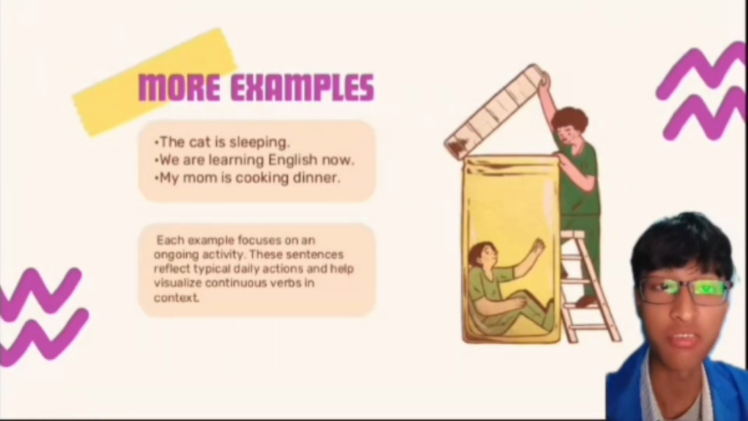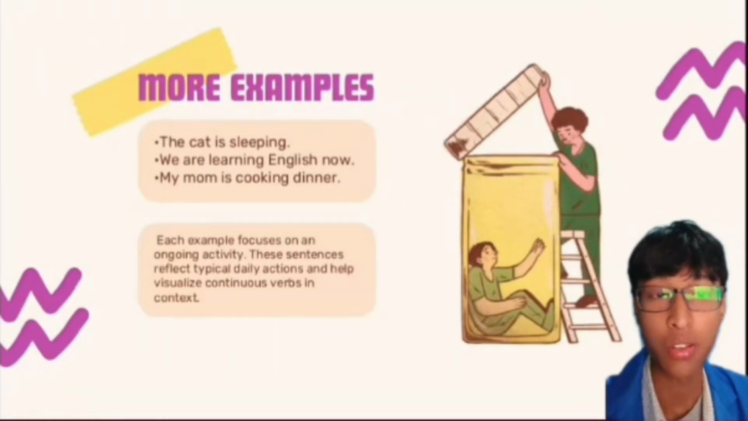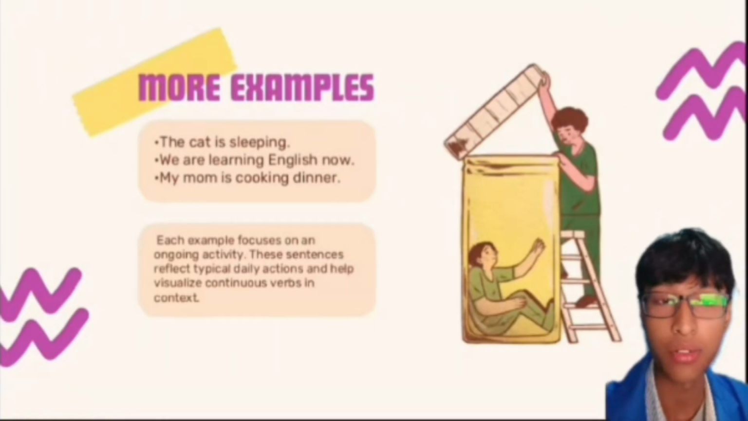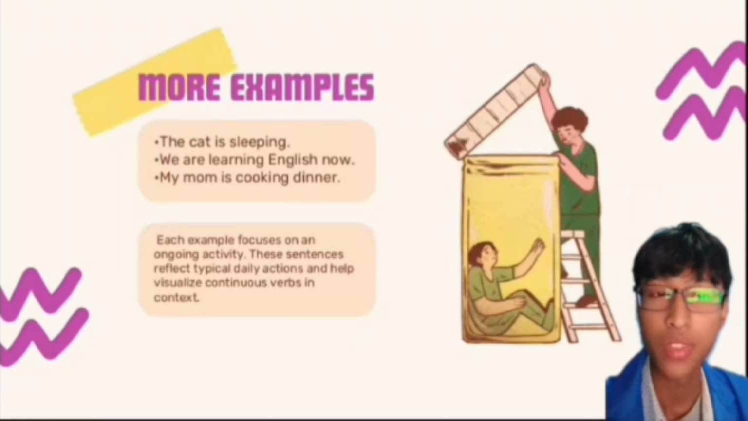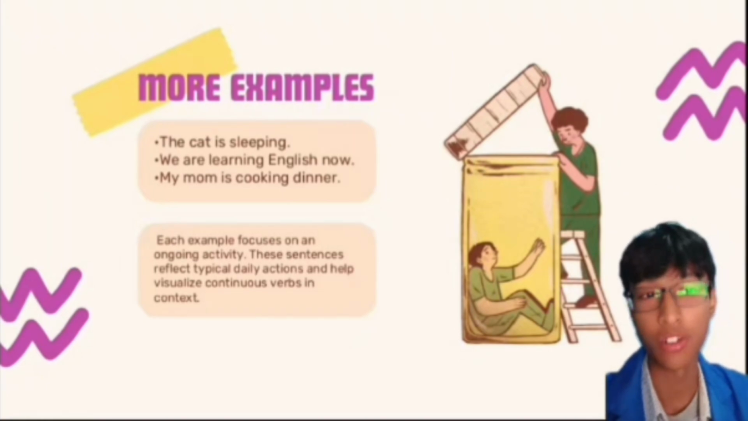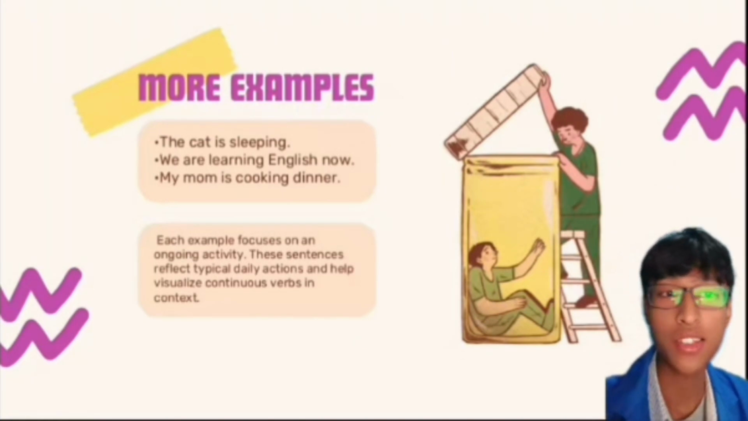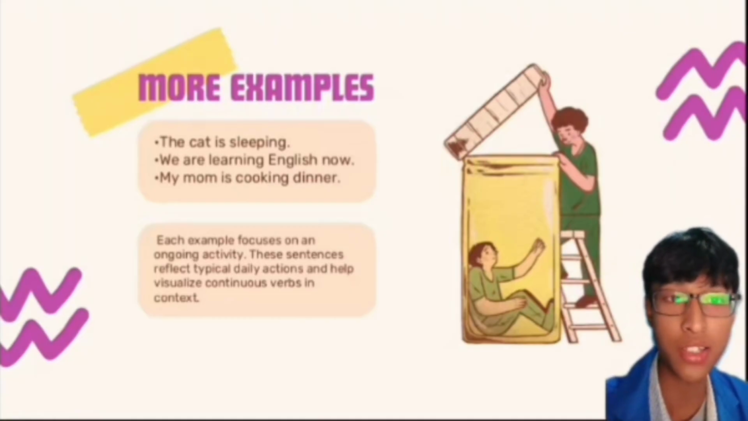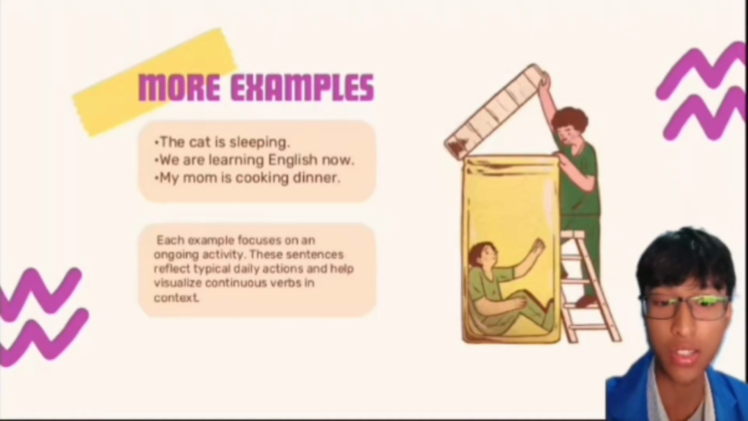Now, more examples of it. The cat is sleeping. We are learning English right now. My mom is cooking dinner. Each example focuses on ongoing activity. These sentences reflect typical daily actions and help visualize continuous verbs in context.